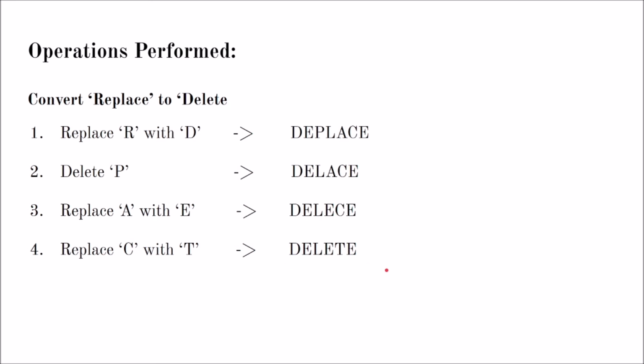So this is how we can use dynamic programming to figure out the minimum number of operations required to convert one string to another, which is also known as the edit distance.